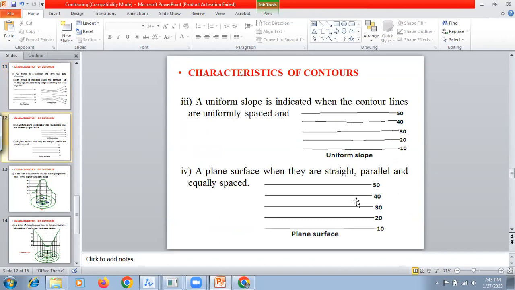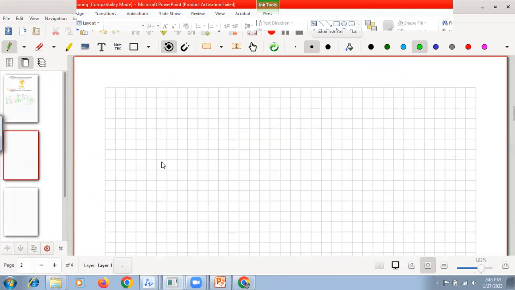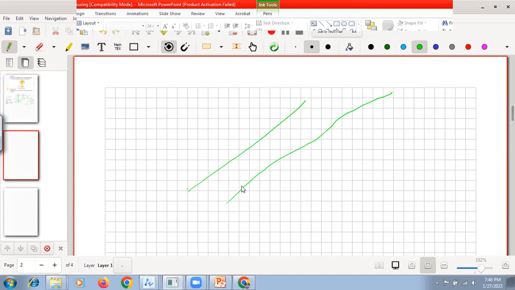See here. Uniform slope. Uniform slope means what? This is uniform slope. This is not a uniform slope. The slope is more here, it is less, more, it is less, like this. So this is a uniform slope.